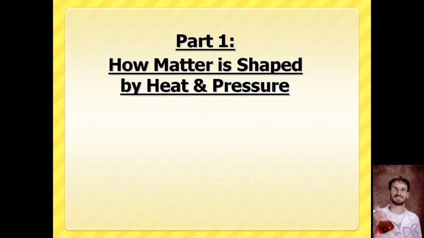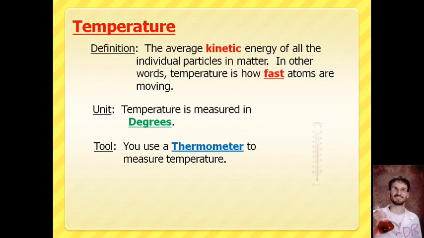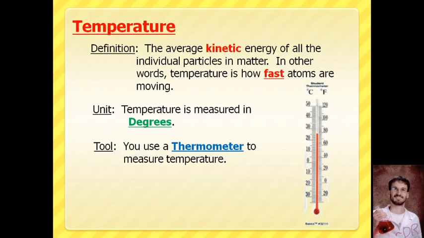So to begin, we need to start talking about heat. So just what is heat? Well, to talk about heat, we need to talk about temperature. Temperature is the average kinetic energy. So remember, kinetic energy is the energy of motion. So temperature is actually things moving. It's the average kinetic energy of all the individual particles in a piece of matter. In other words, temperature is literally how fast the atoms and molecules are vibrating.